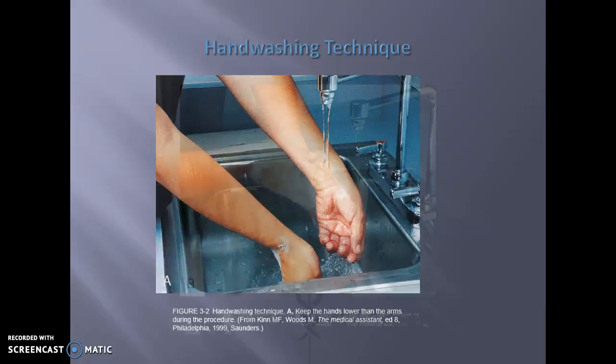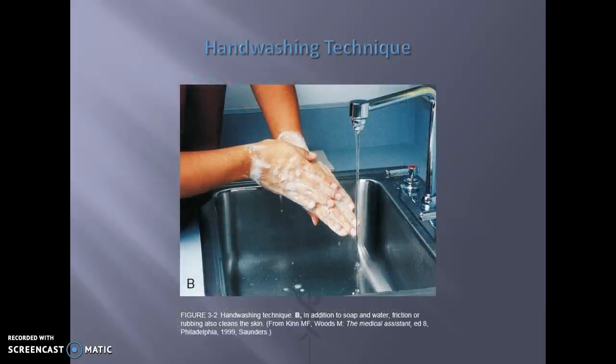These are just little demonstrations that you want to make sure your hands are lower than your arms so the dirty water doesn't drip up your elbows. You want to scrub. You want to do that for at least 45 seconds. And people sing the ABC song while they do that. And you want to rub your nails against your palms and scrub in between your fingers and the backs of your hands as well, because all of that can harbor infection.